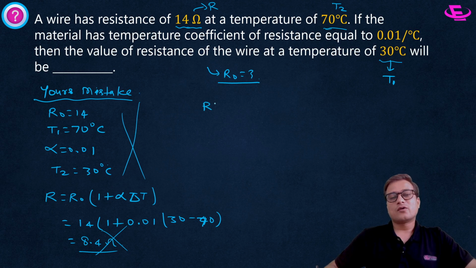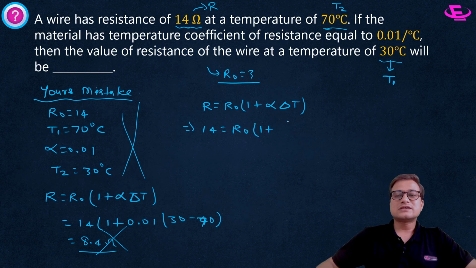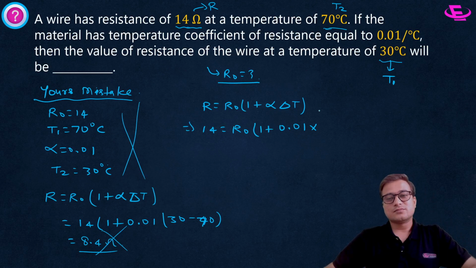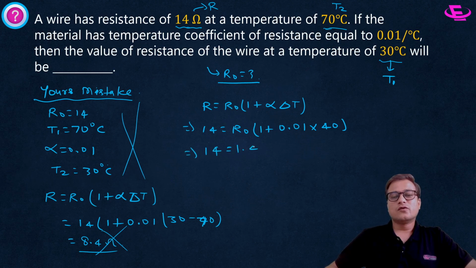So here you apply the formula R equals R naught into 1 plus alpha delta T. Now what will you write? R is given to you, 14. It is equal to R naught, which you have to calculate, into 1 plus alpha. Alpha is 0.01 into delta T, 70 minus 30. Always delta T will be positive, so it will be 40. From here, 14 equals 1.4 R naught. From here, what is the value? It is equal to 10 ohm.